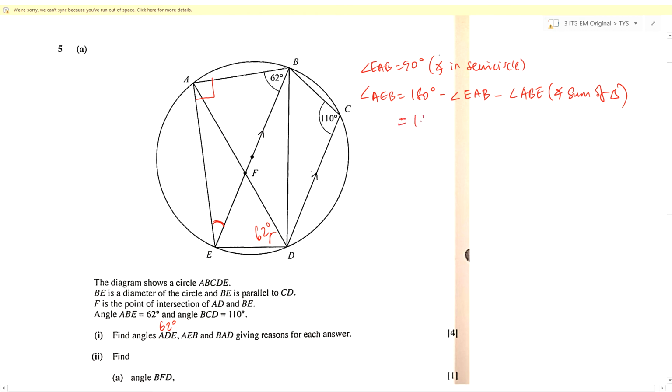Do the substitution, 180 degrees minus 90 and minus 62 degrees, we end up with 28 degrees.